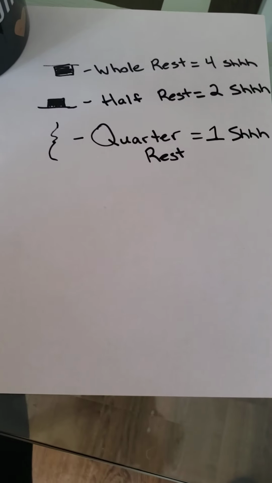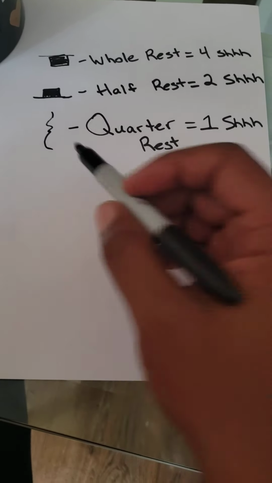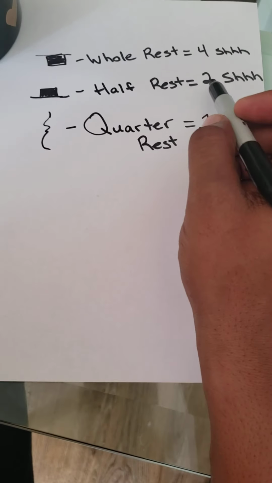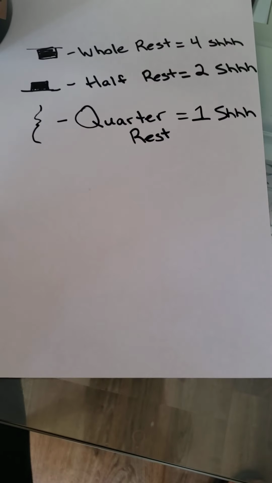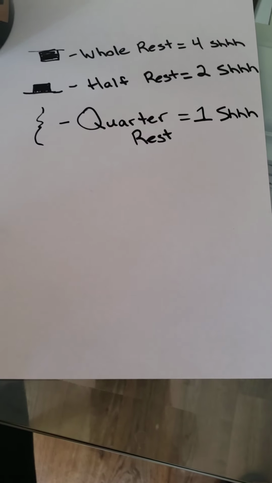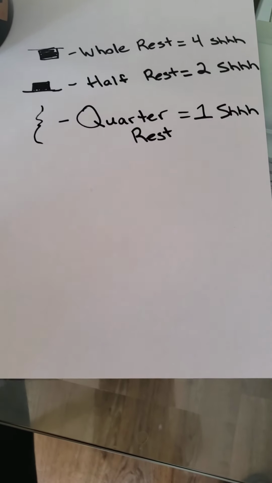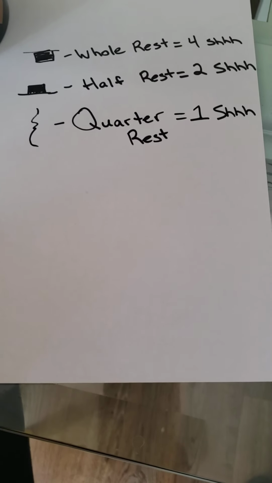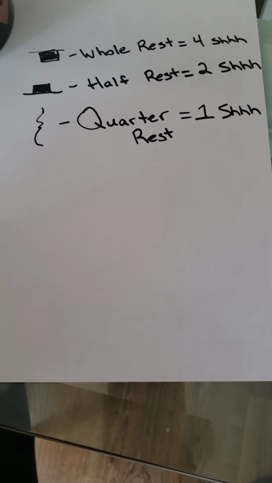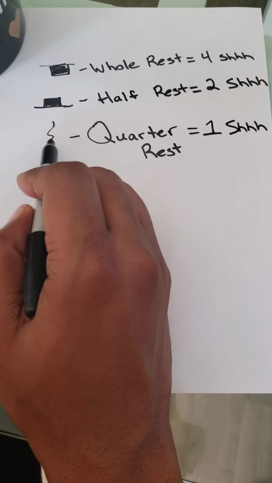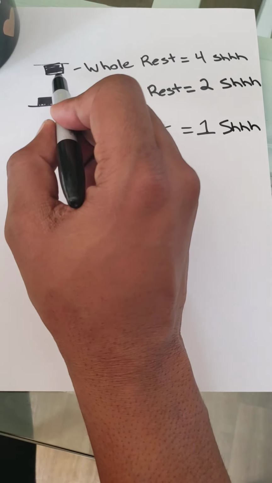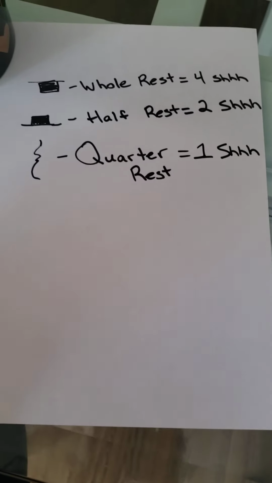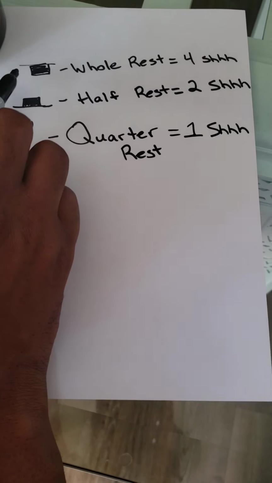If I have 2 quarters, that's 50 cents. 2 quarter rests in music equals 2 beats of silence, which is the half rest. If I have 3 quarters of change, that's 75 cents. And finally, if I have 4 quarters of change, that gives me a whole $1. Well, 4 of these quarter rests equals 1 whole rest, which is the upside down top hat that we started with.